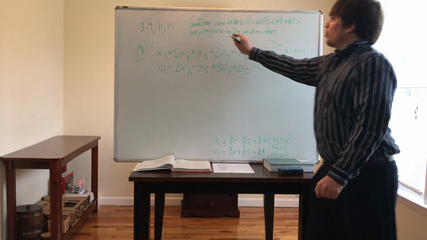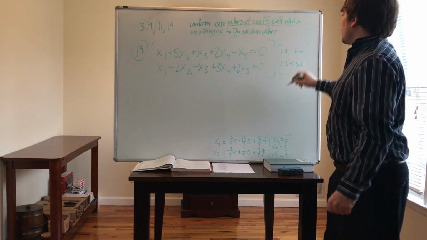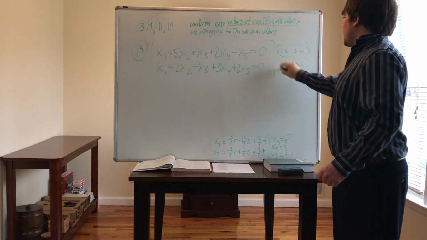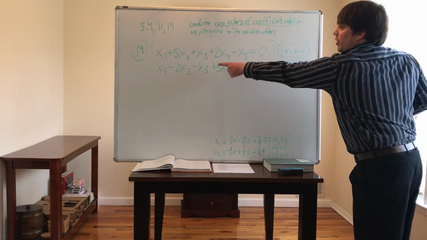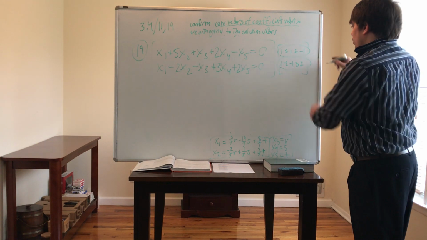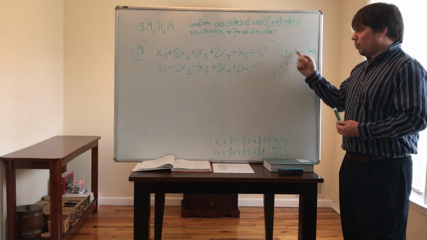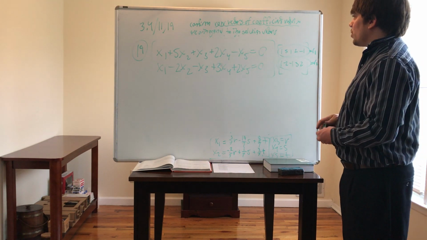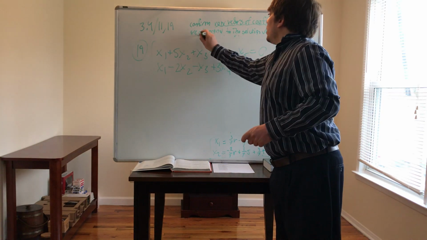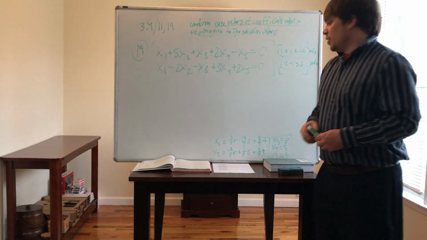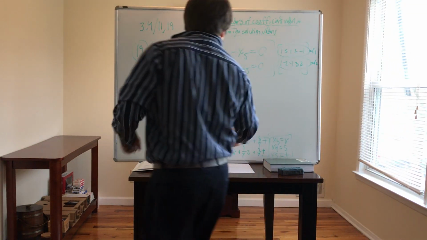So we want to confirm that the row vectors of the coefficient matrix, this is the first row vector, that's the second row vector, right? Coefficient matrix for that linear system, first row, I'm going to call the first row R1, and I'm going to call the second row R2. R1 and R2. I want to show that R1 and R2 are orthogonal to the solution vectors. The solution vectors are from this general solution.